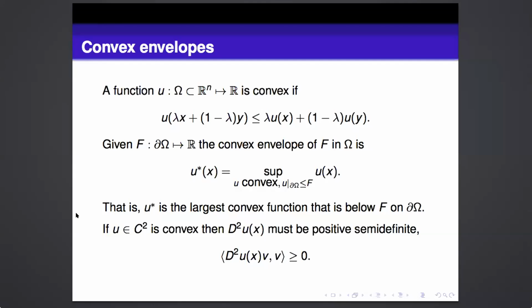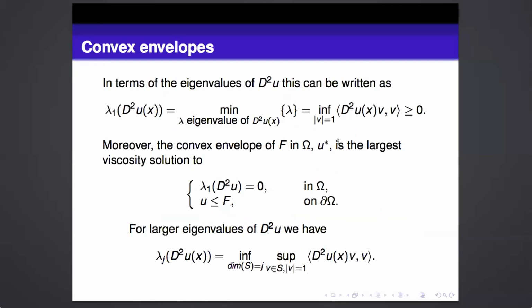So in terms of the eigenvalues, if you compute the infimum of all these products of the matrix of the Hessian times v, this is the minimum of the eigenvalues, the smallest eigenvalue of your Hessian. And this I will call lambda 1 of d2u. And this lambda 1 of d2u has to be bigger or equal than 0 for a convex function. And it turns out that this is equivalent to convexity if this inequality lambda 1 bigger or equal than 0 is understood in the viscosity sense.